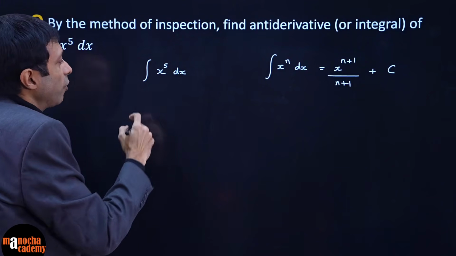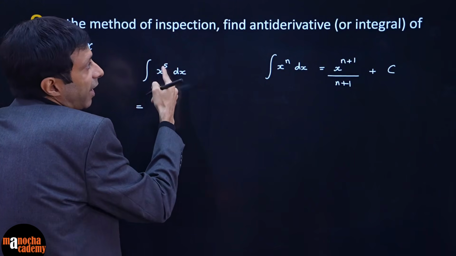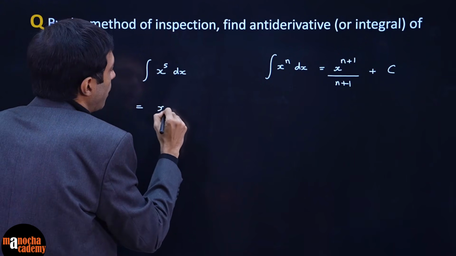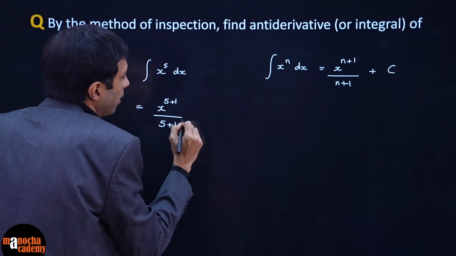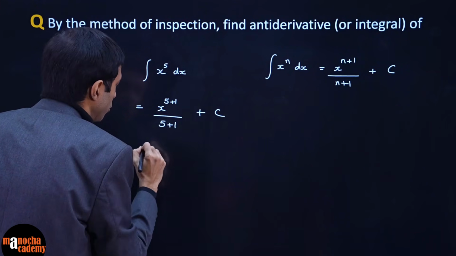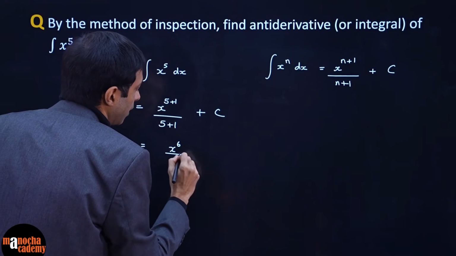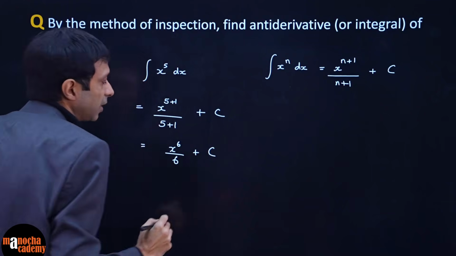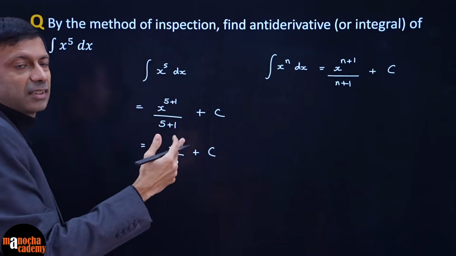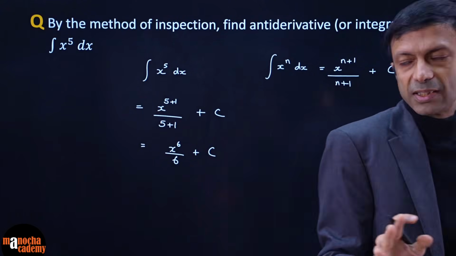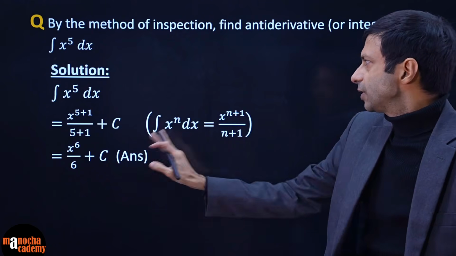Okay. So now how will you do this? So tell me the answer, come on. Simple here. N value is 5. So x to the power 5 plus 1 divided by 5 plus 1 plus the constant. So simply the answer will be x to the power 6 divided by 6 plus c. Is it clear? Now here you don't have to take c as LCM and put plus 6c and all. You don't have to do that. Just the answer ends here. Clear? Simple one. So there you can see that's our answer, correct.